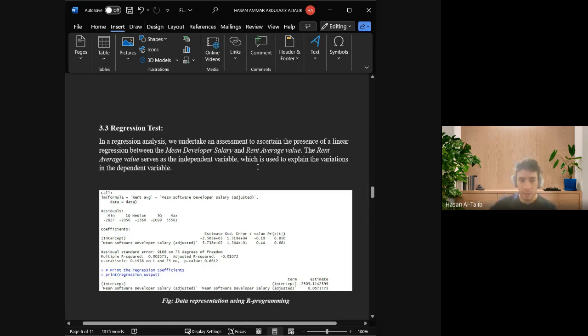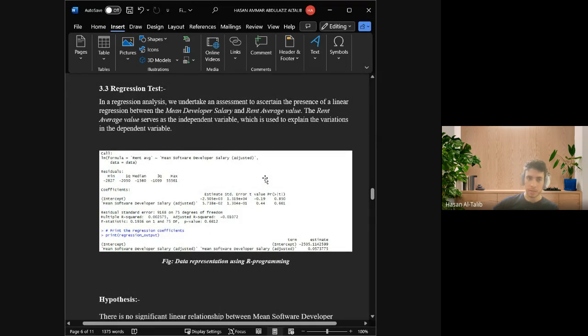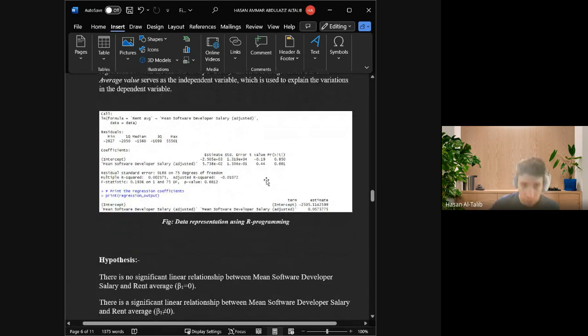In our regression analysis, we undertook an assessment to ascertain the presence of a linear regression between the mean developer salary and the rent average value. The rent average value is serving as the independent variable which we use to explain the variations in the dependent variable, which is obviously the mean developer salary. Here is our data representation, the output that we got from our programming. It shows the median, the 3Q, and the max, and all this information as shown in the photo.